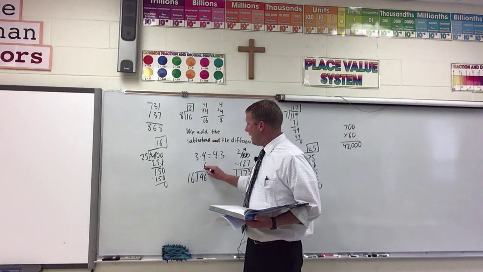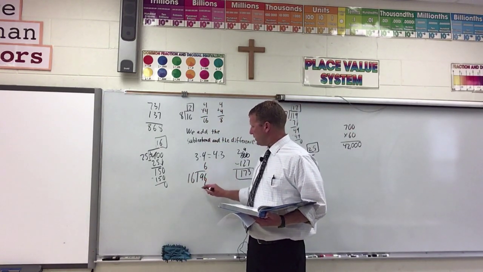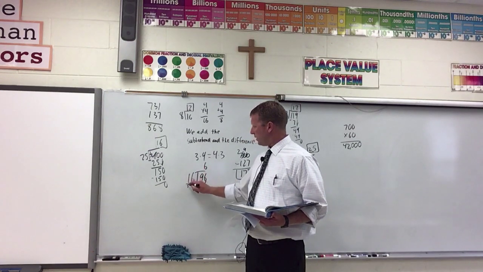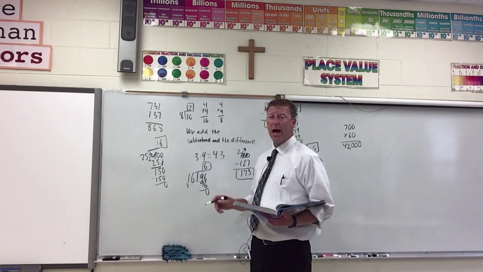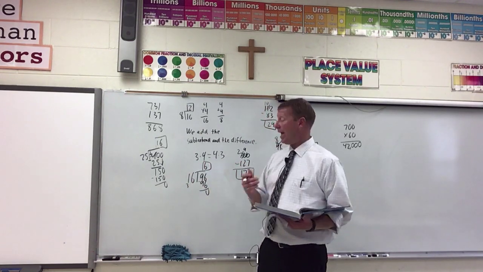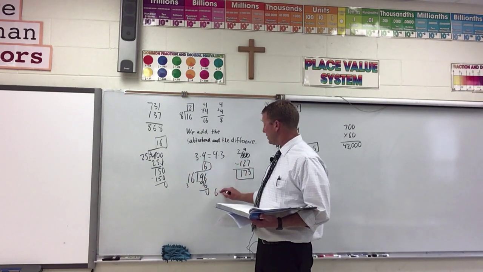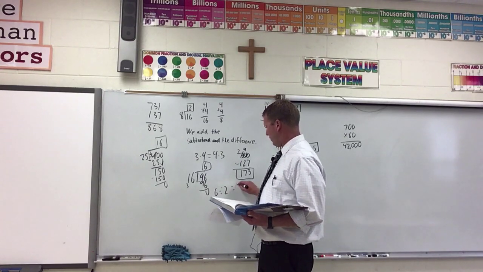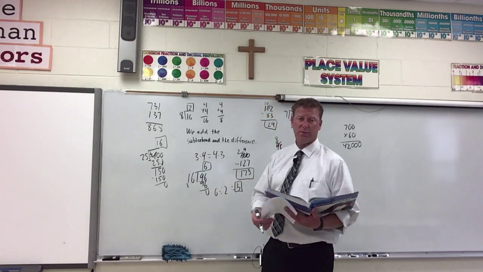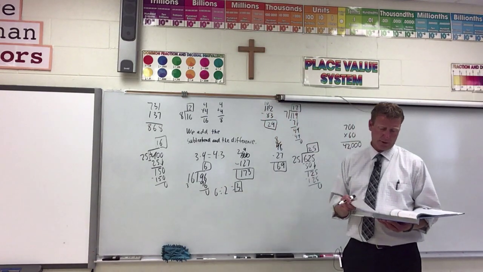Goes in there 6 times. 6 times 6 is 36. 6 times 1 is 6, plus that 3 is 9. My answer is 6. Now I take that answer and I have to do the second step. Take 6 and divide it by 2, and you get an answer of 3. So your overall answer for number 17 is 3.